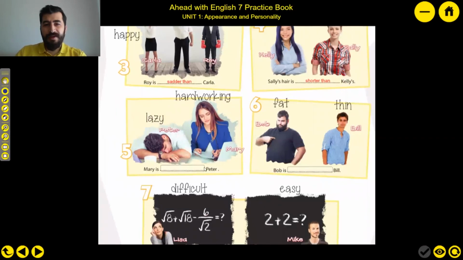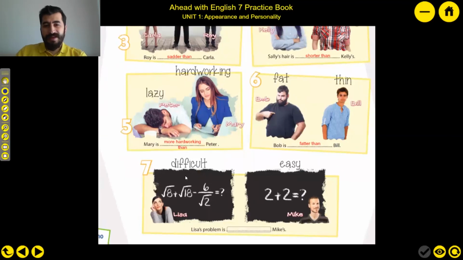We compare Mary and Peter. Hardworking. Is Mary hardworking or lazy? Which one? Hardworking. So what do we use for hardworking? This is a long adjective. So Mary is more hardworking than Peter. Peter is lazier than Mary. Bob and Bill, fat and thin. We talk about Bob, so Bob is fatter than Bill.